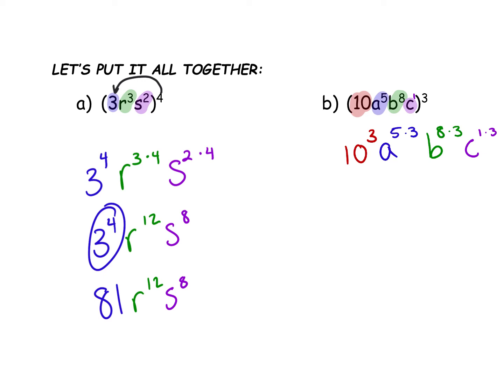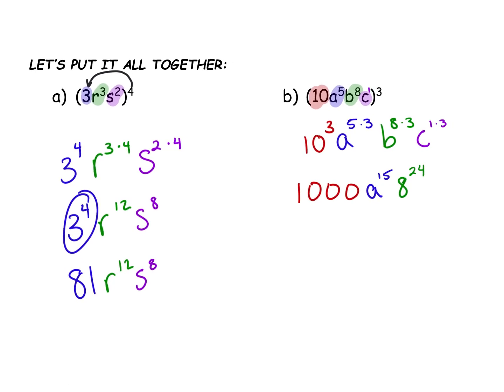So 10 to the third power, that's 10 times 10 times 10. That is 1,000. A to the 5 times 3, that is a to the 15th power. B to the 8 times 3, 8, 16, 24. And lastly, we have c to the third power.